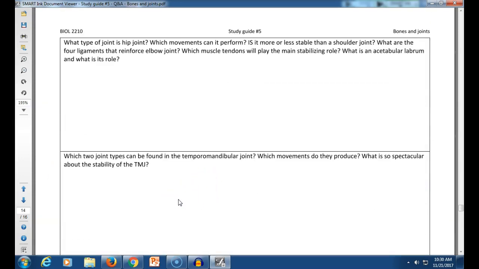Hip joint: ball and socket. Movements: abduction, adduction, flexion, extension, hyperextension, circumduction. More stable than the shoulder joint, but less movable. Four ligaments: pubofemoral, iliofemoral, ischiofemoral ligaments, and ligamentum teres.